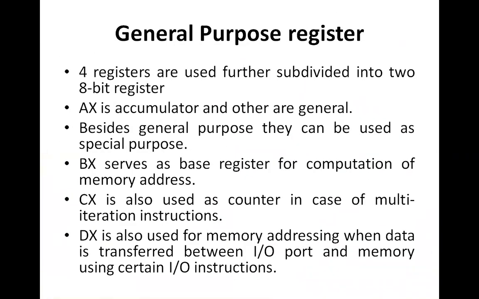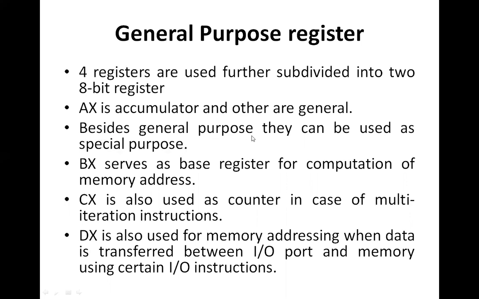So this is the description of the general purpose registers. We use 4 registers for storing general information, general data, or addresses. If we want to store 8 bits, we divide it into 2 parts, because each individual register is made up of two 8-bit registers. AX is the accumulator and the others are general purpose registers.